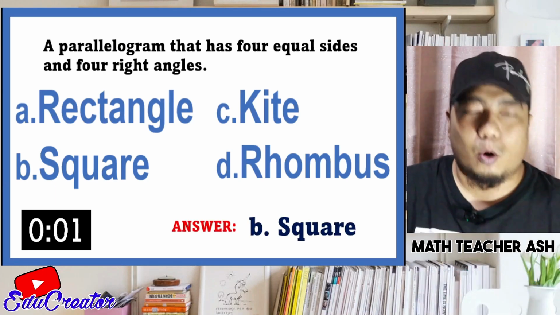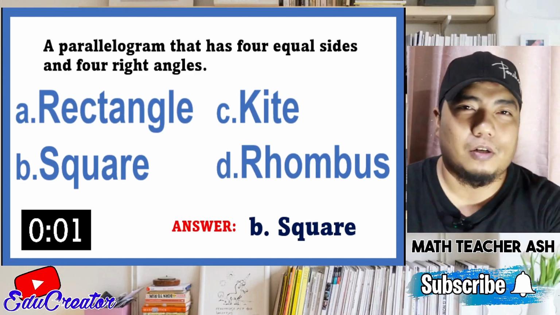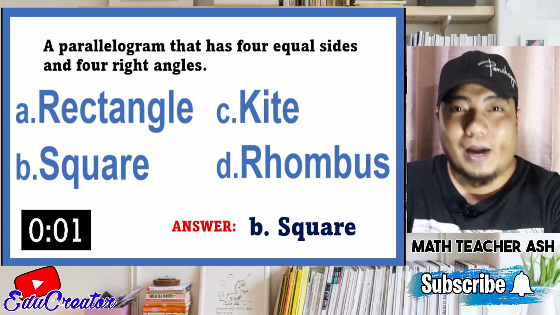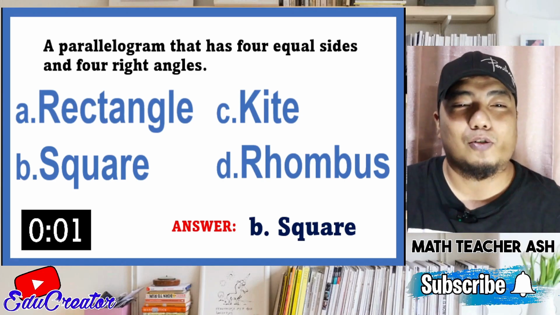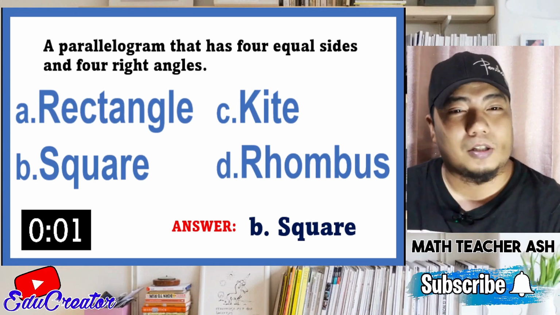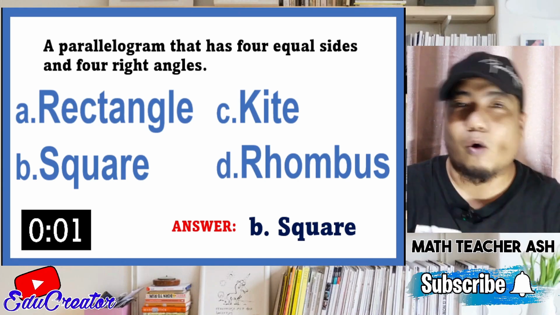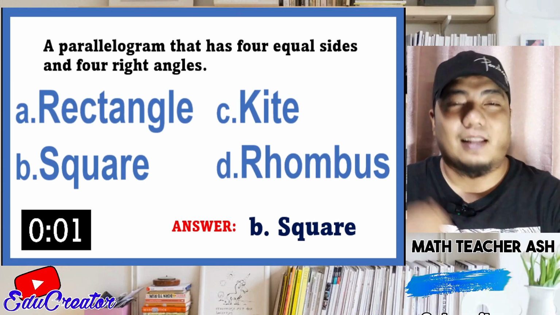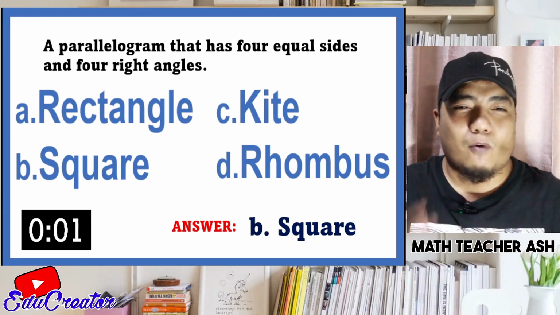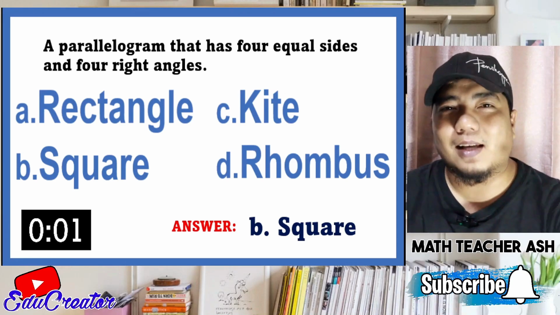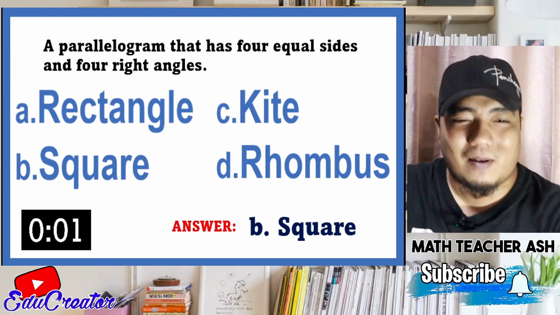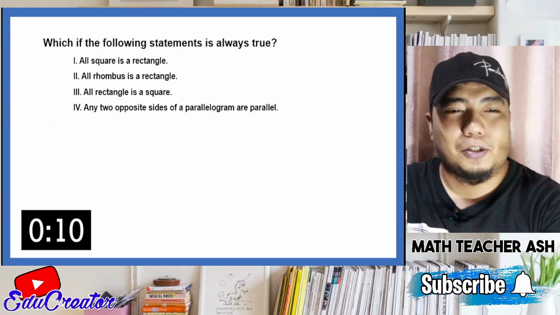B, square. Why? Because by definition, a square has four equal sides and four right angles. If it is only focused on four equal sides, then that is what we call a rhombus. Otherwise, if it is also focused on four right angles, that is called a rectangle. But if we combine them together, four equal sides and four right angles, you have a square. All right, so now let us go to question number 2.